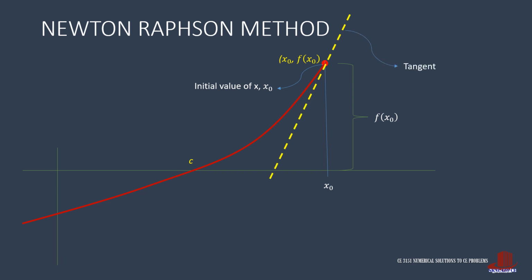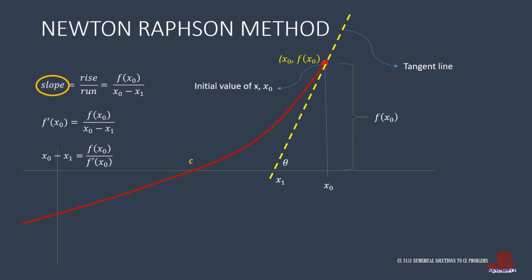Newton Raphson uses the tangent line to get close to the real root. The slope of the tangent line derives the function for the method. Slope is rise over run, which is taken from the illustration as f of x naught all over x naught minus x1. Slope is also taken as the differential of the function, written as f prime of x. When cross-multiplied, x naught less x1 is equal to f of x naught upon f prime of x naught.